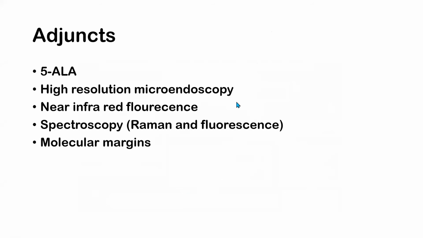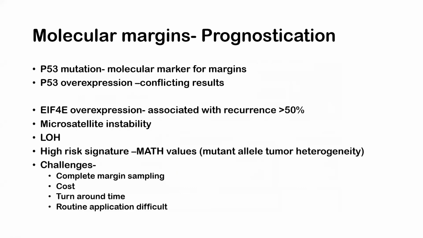There are a whole lot of optical and imaging adjuncts that can be used to assess which margins are likely to later on lead to recurrence. In terms of molecular margins, also a lot of research and a lot of studies are ongoing. P53 is one of the markers which stands out, because P53 mutation is associated with local regional recurrence.